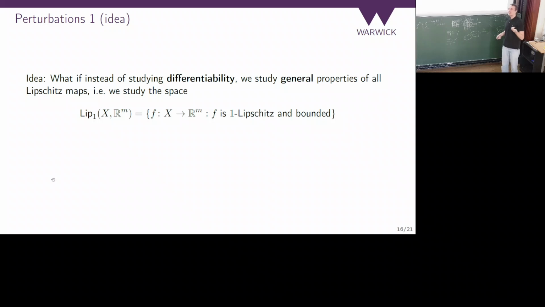But we will see at the end, by just changing our point of view, that we've basically resolved also a problem that looks to be of independent interest somehow. And so what we're going to do is, instead of studying differentiability of Lipschitz maps, we're just going to look at general properties of Lipschitz maps. Why should we study just differentiability?